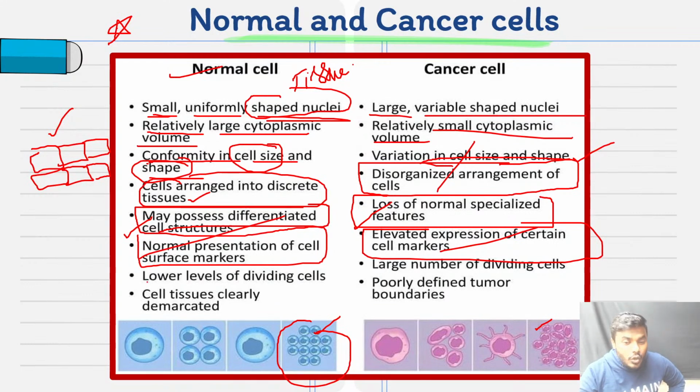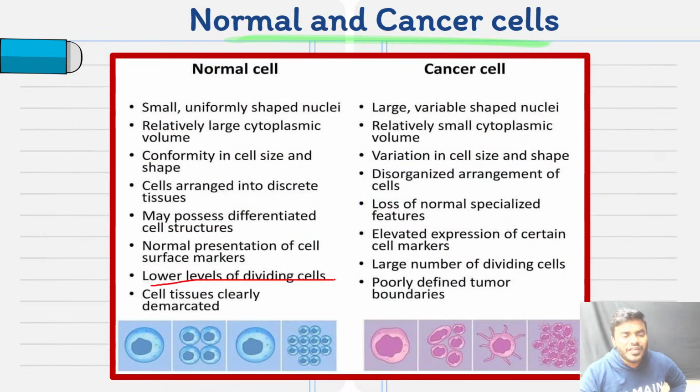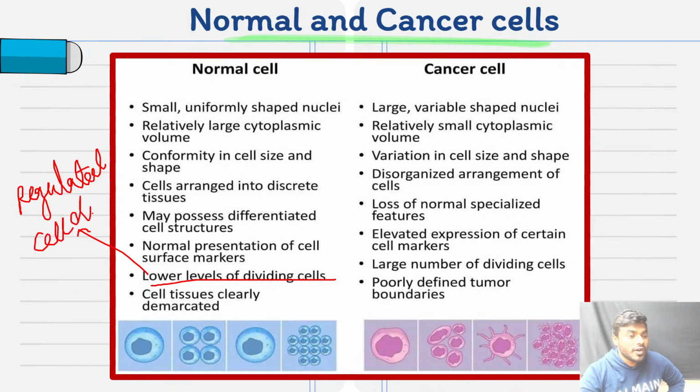And friends, look into this point, a very important point. Lower levels of dividing cell. Instead of using the lower level, my friends, I can also use the words regulated cell division. Kindly do not get confused with this particular point. What do you mean by the words regulated cell division, friends? Understand what exactly I am saying.